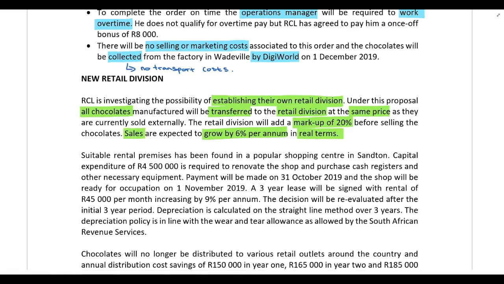All right, so just be careful here, guys. If sales are expected to grow by 6% per annum in real terms, that does not take inflation into account. If you were told that sales are expected to grow by 6% per annum in nominal terms, then that takes inflation into account. However, if you are given the growth rate in real terms, then that does not take inflation into account.